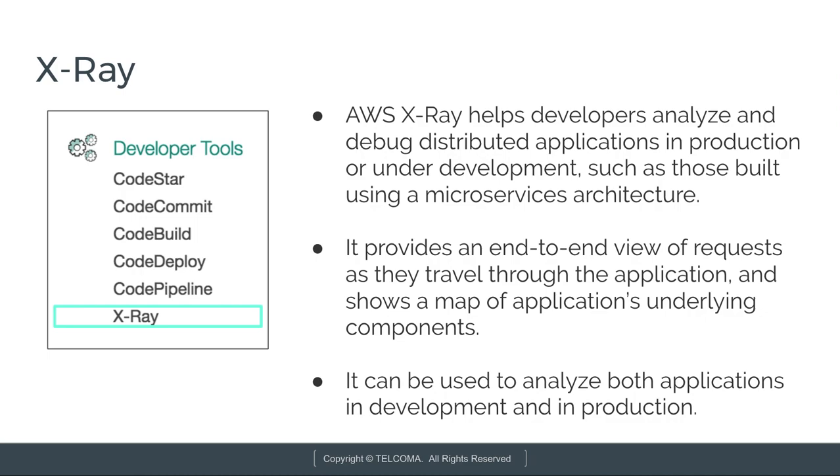X-Ray provides an end-to-end view of requests as they travel through applications, and it shows a map of the applications' underlying components. That means for all the underlying components, whether in development or in production, we can see a map of the application and an end-to-end view of requests in X-Ray.